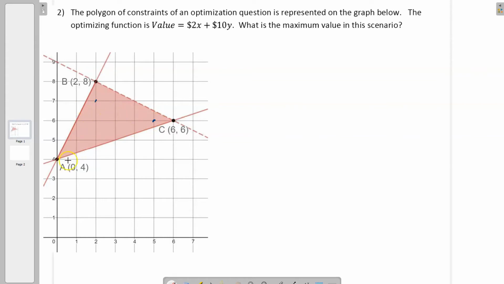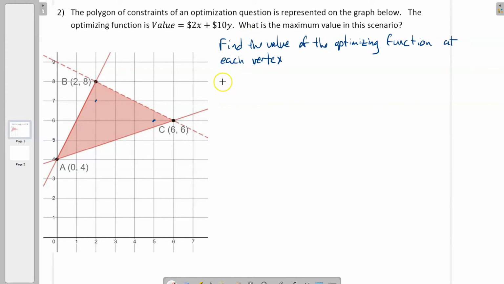Now we're going to go ahead and find the value at each of the vertices, but instead of using those 2 points, we're going to use the 2 points inside. So we're going to find the value of the optimizing function at each vertex. We'll start with vertex A, which is 0, 4. And we find the value at A is going to be equal to 2x plus 10y, and then we'll substitute in those x and y values here. So we've got 2 times 0 plus 10 times 4, which of course is equal to 40.